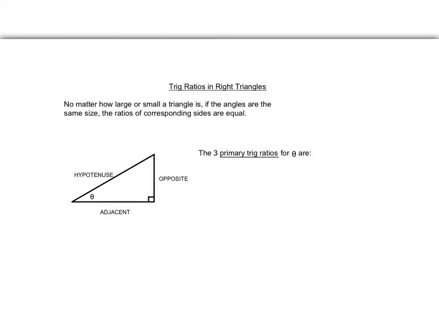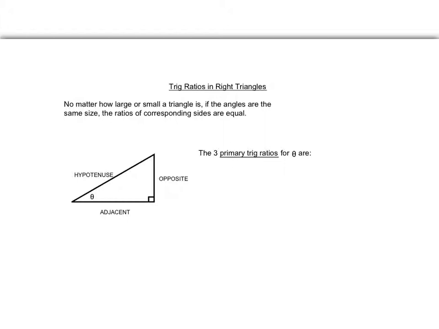Okay, in this lesson we're going to review the three primary trig ratios in right triangles. The important thing to remember here is that no matter how large or small a triangle is, if the angles are the same size between those triangles, then the ratios of corresponding sides will be equal. And because of that, we give special names to those ratios, and those names are sine, cosine, and tangent. So let's see if we can jog your memory here.